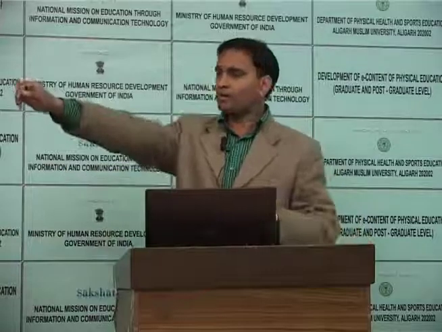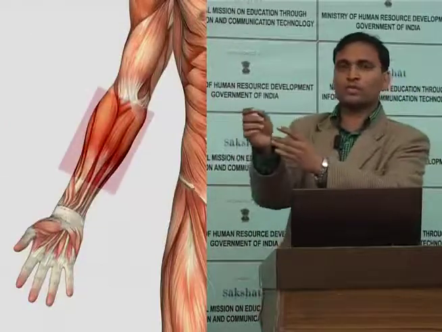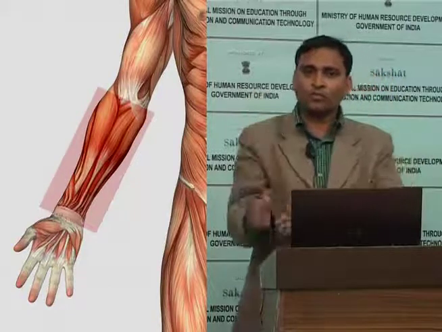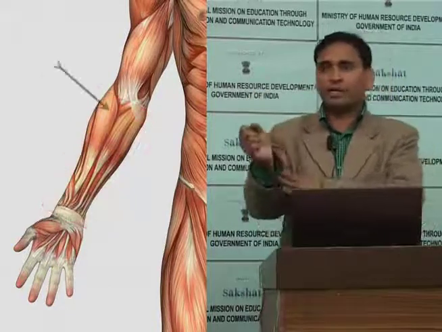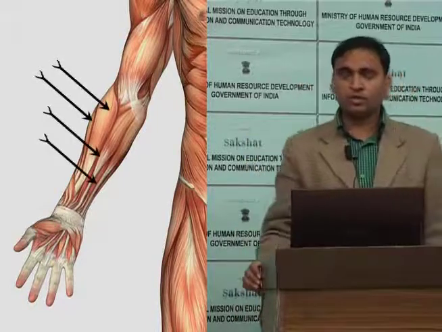I am going to discuss the muscles of the forearm. Forearm, I have told you, is the area from the elbow down to the wrist joint. The area is known as the forearm, and the muscles present within this area are known as forearm muscles. So we can divide the forearm muscles into two compartments like the arm muscles: anterior compartment and posterior compartment.